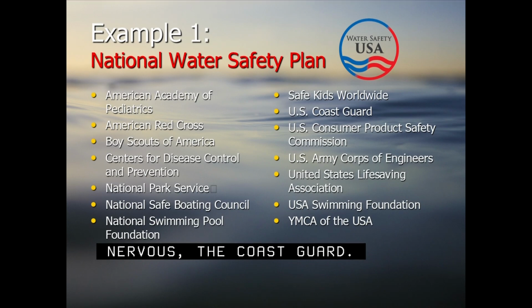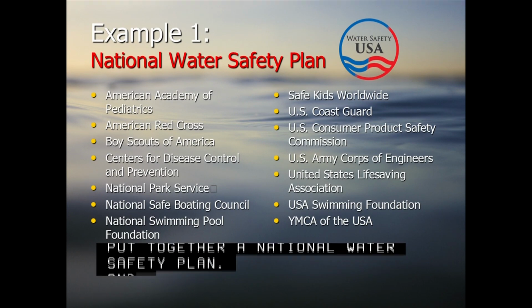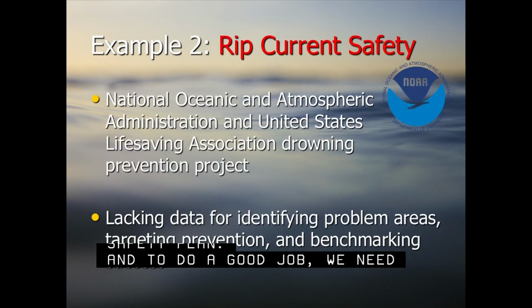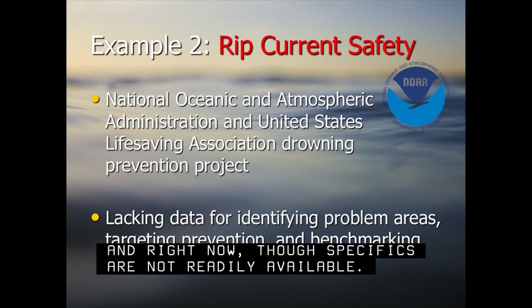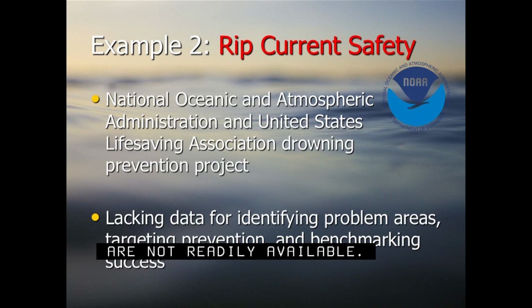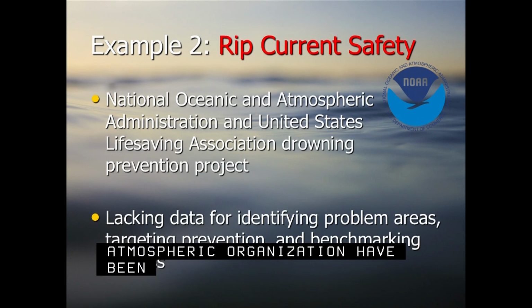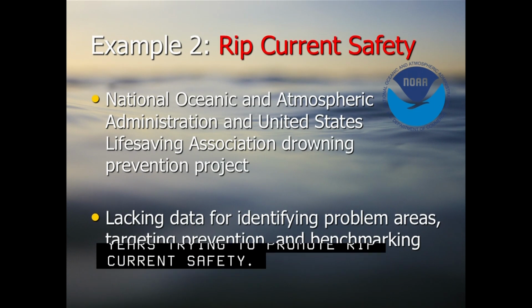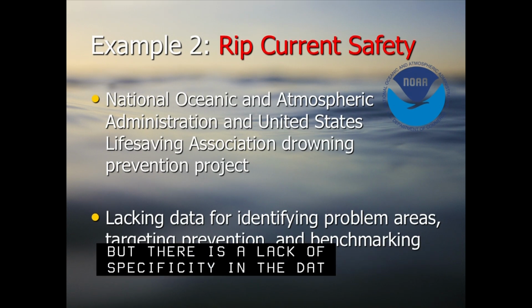And to do a good job of it, we need specifics on where these incidents are happening. And right now, those specifics aren't readily available. Second example is rip current safety. The National Oceanic and Atmospheric Administration and my organization, the United States Life Saving Association, have been involved for almost 20 years trying to promote rip current safety. That occurs at oceanfront beaches. But there's a lack of specificity in the data out there about how many drowning incidents, whether fatal or non-fatal, are happening at oceanfront locations. It's just not there.